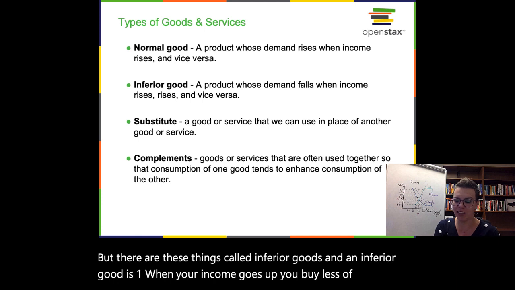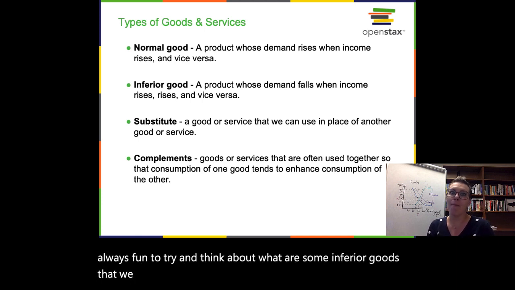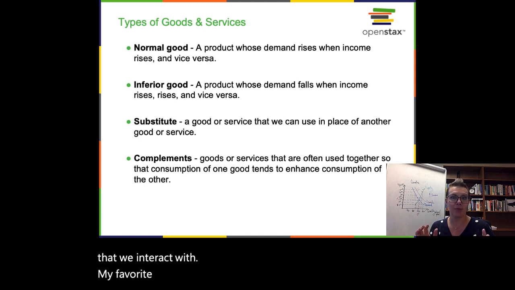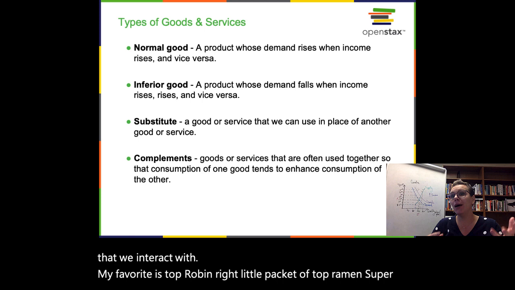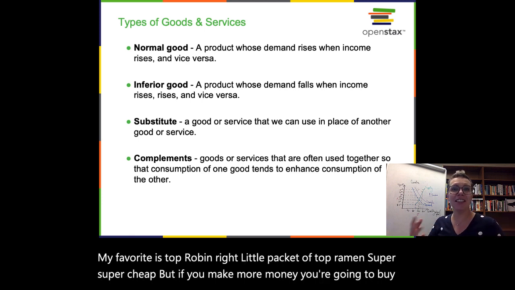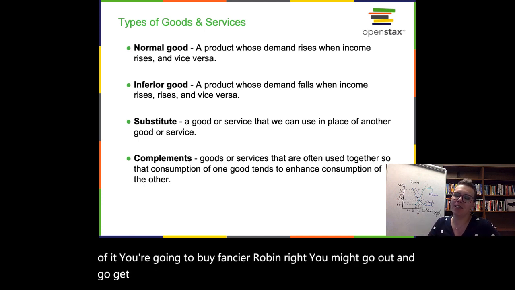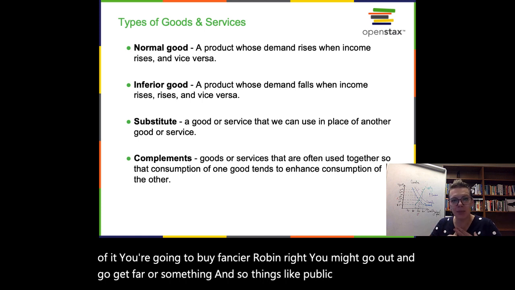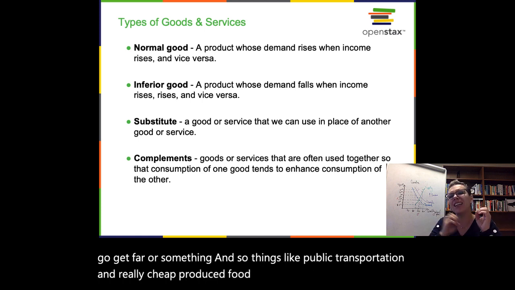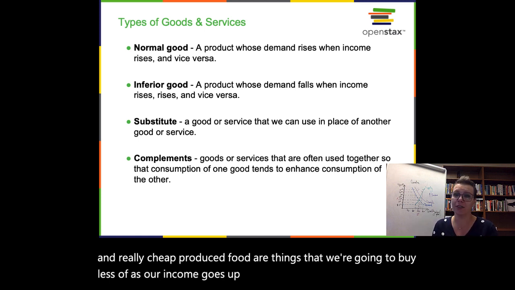And it's always fun to try and think about what are some inferior goods that we interact with. My favorite is Top Ramen, right? Little packet of Top Ramen, super, super cheap. But if you make more money, you're going to buy less of it. You're going to buy fancier ramen, right? You might go out and get pho or something. And so things like public transportation and really cheap produced food are things that we're going to buy less of as our income goes up. So we call those inferior goods.